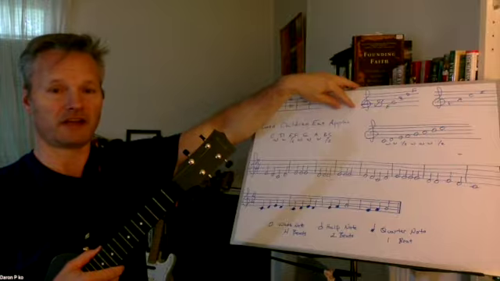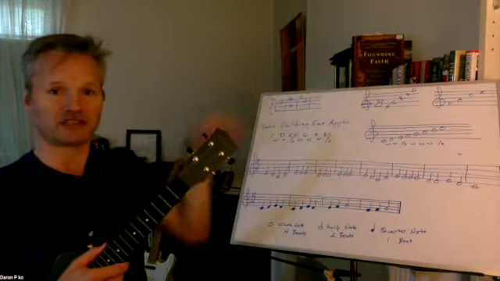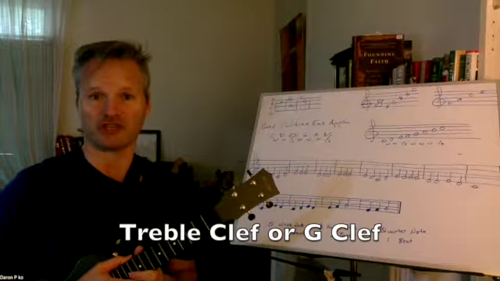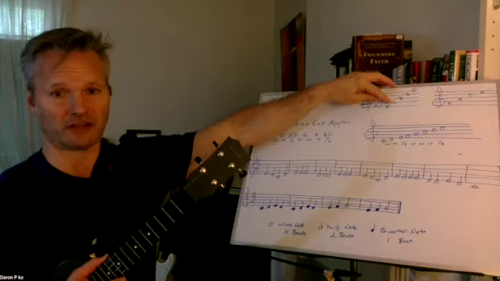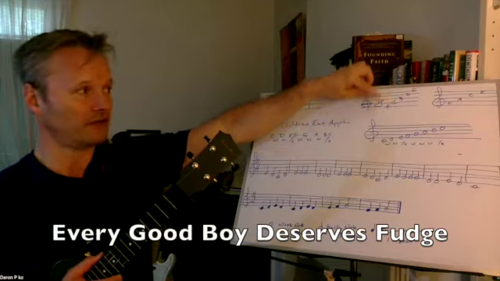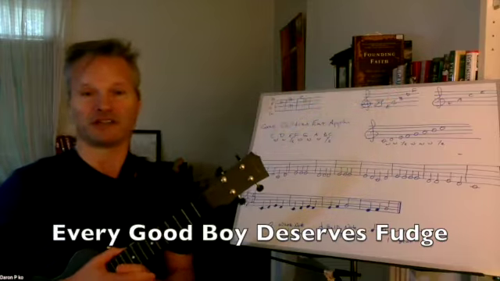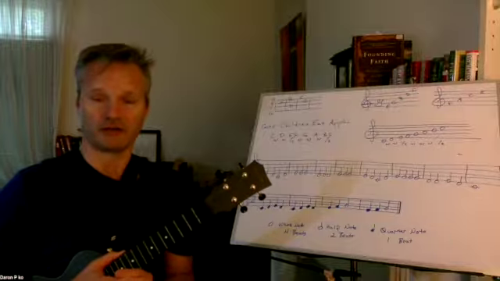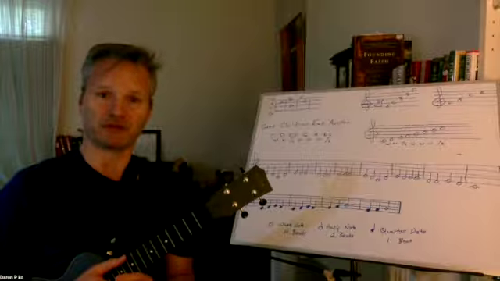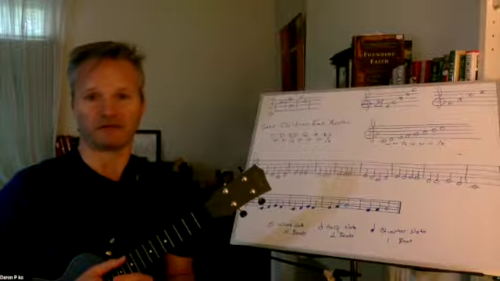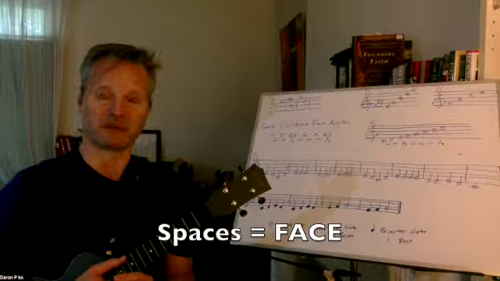On this treble clef, the treble clef is actually just a stylized fancy G note. The G note is this 2nd line. It's called fixing the G on the 2nd line of the staff. Every good boy deserves fudge tells you the notes on the lines. Every good boy deserves fudge, E, G, B, D, F. Between those notes, between the lines in the spaces, we have face. Face rhymes with space, F-A-C-E.